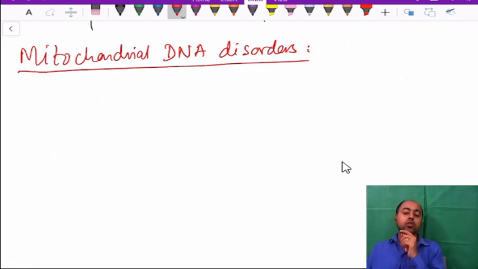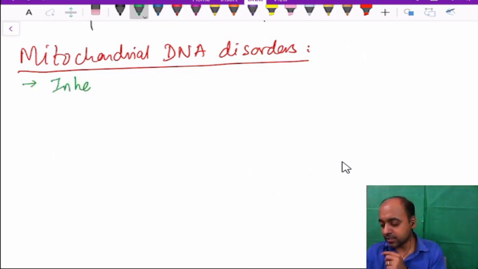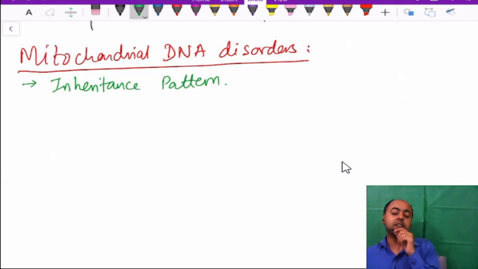Okay, so when we talk about mitochondrial DNA disorders, the first thing that we should understand is the inheritance pattern of these disorders. The inheritance pattern depends on two very important points which you have to remember. From where does the mitochondrial DNA come in the newborn? What is the source of mitochondrial DNA? Does it come from the mother? Does it come from the father? Or does it come from both?